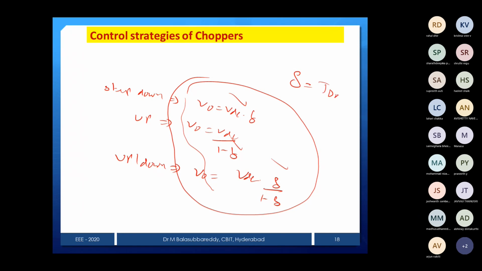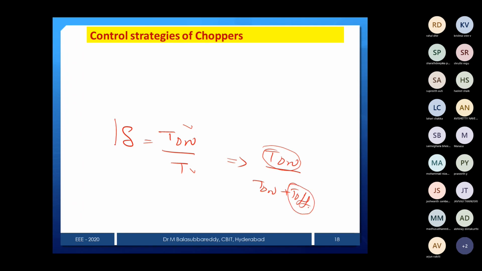And delta is T on by T. This is the notation. Whatever you want to do with delta, we can change T on or T, or otherwise I can write T on by T as T on by T on plus T off. Therefore we can control delta by controlling the on period or by controlling the off period. So there will be two ways. We can see that delta can be controlled by either T on or T off.